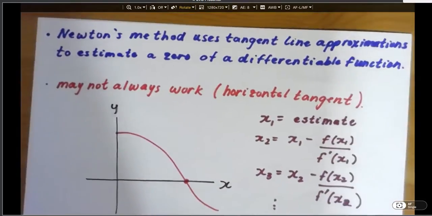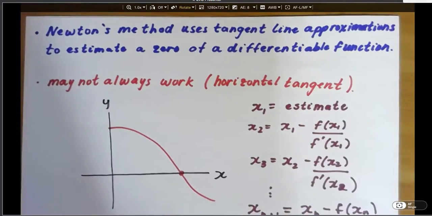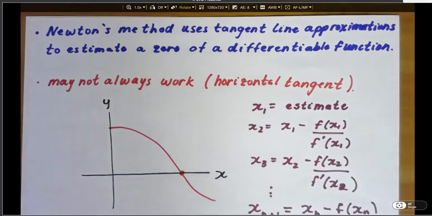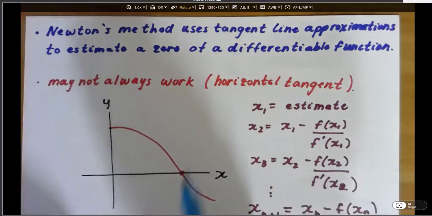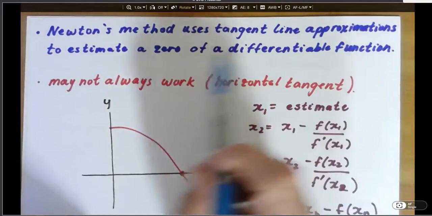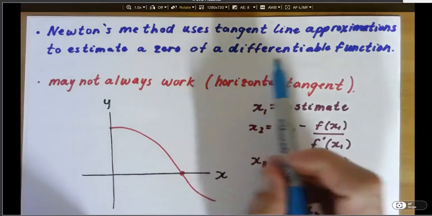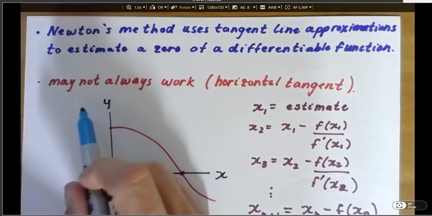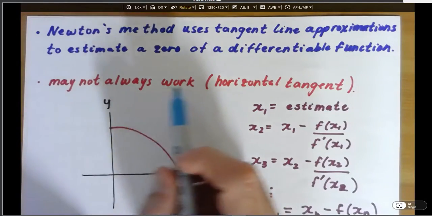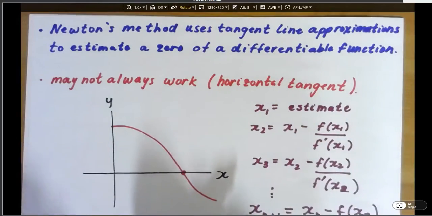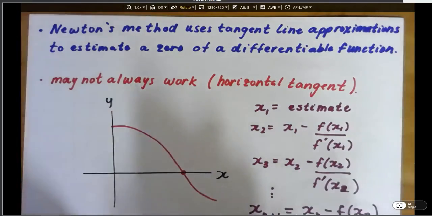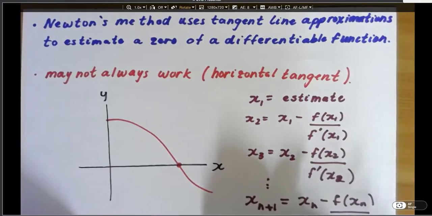Newton's Method is pretty easy to understand. It can be a little tricky to use, especially when we get into some of these decimal problems. So what Newton's Method does is it uses tangent line approximations to estimate a zero of a differentiable function. This method may not always work, especially if you think about using a horizontal tangent. So what this means is that we're going to try to estimate a zero from a differentiable function.